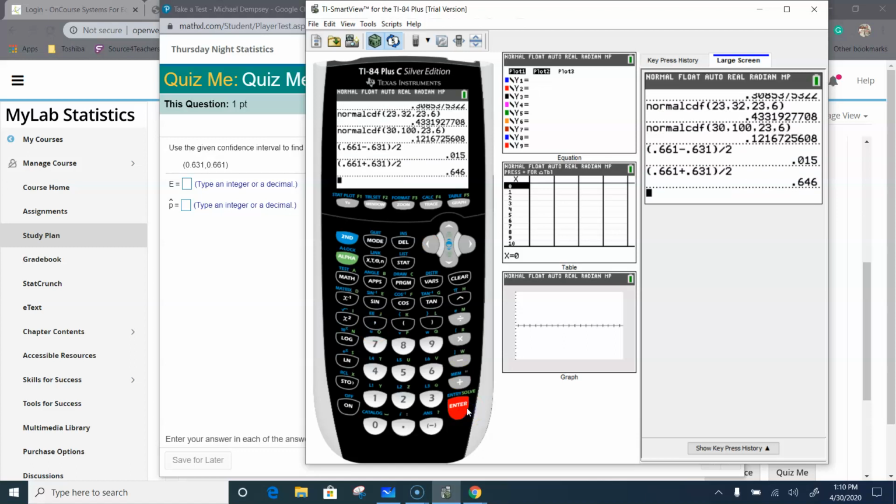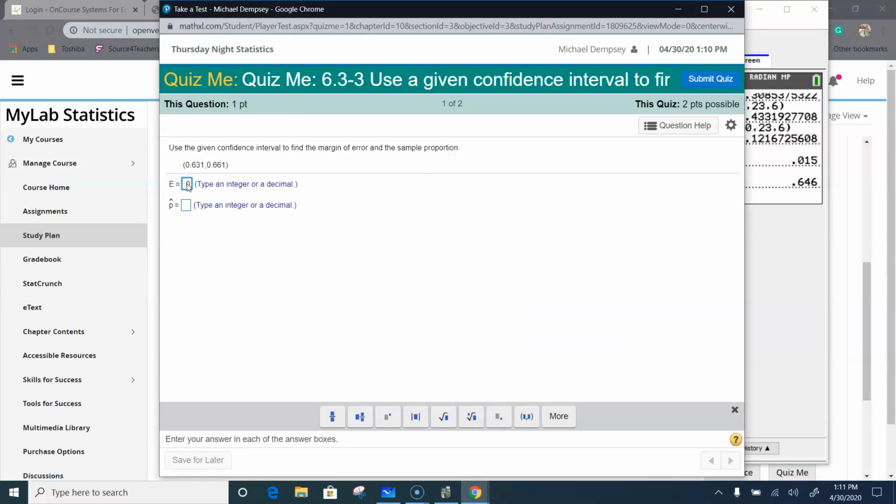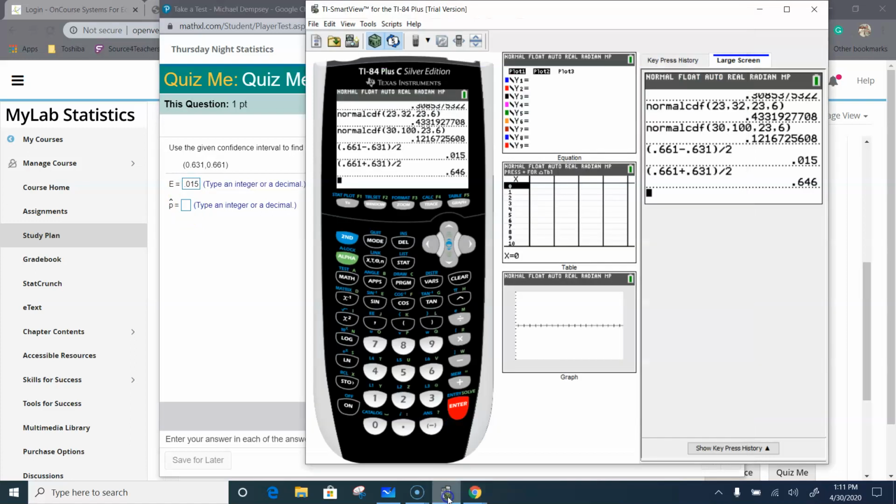So now we get our margin of error and our point estimate. Basically we took 0.646 and we added and subtracted 0.015, and that's how we got that interval. So the margin of error is 0.015, and the sample proportion, p-hat, that lives right in the middle of it, is 0.646.